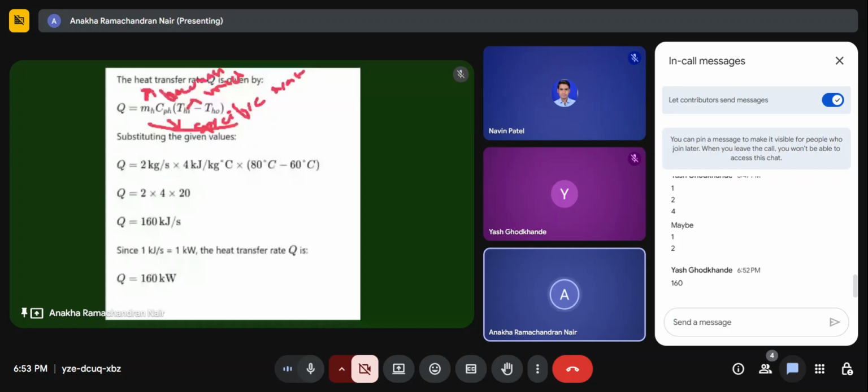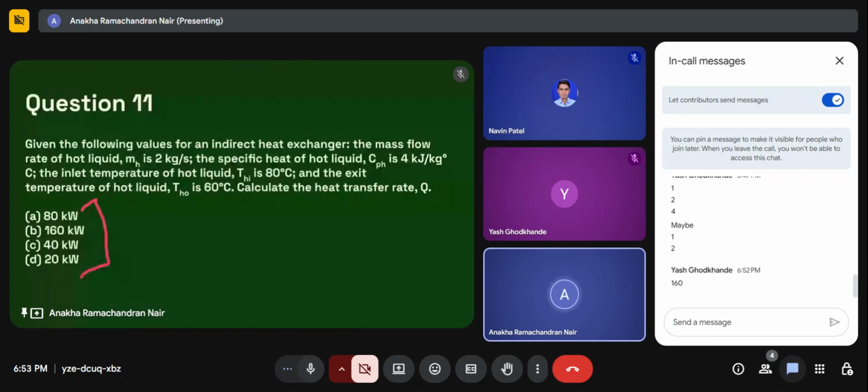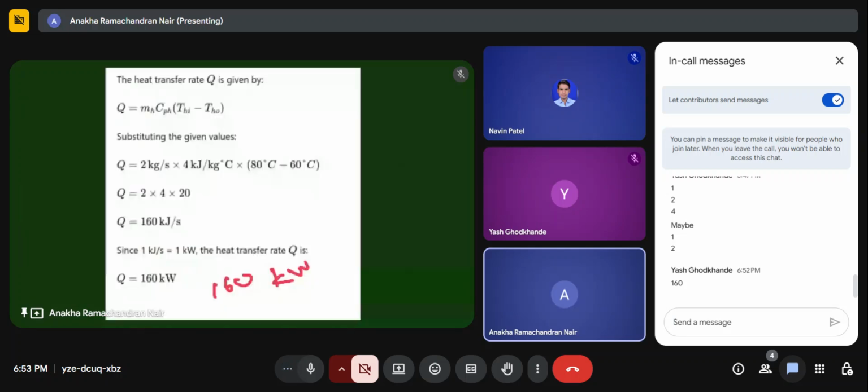Since 1 kilojoule per second is equal to 1 kilowatt, and they were asking for the heat transfer rate and the answers are given in kilowatts, you will convert it and you will get the same answer, which is 160 kilowatt instead of kilojoules per second. So that is the correct answer. Is there any doubt in this question? Yes, I see that Yash has gotten the answer. That is great. Any doubts? Naveen, do you have any doubt in this question?